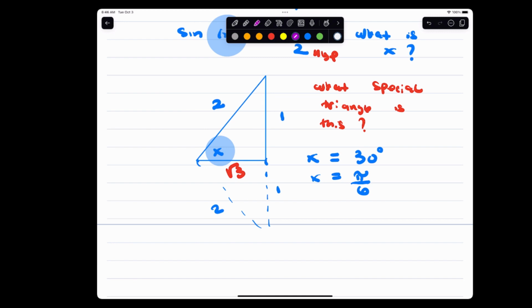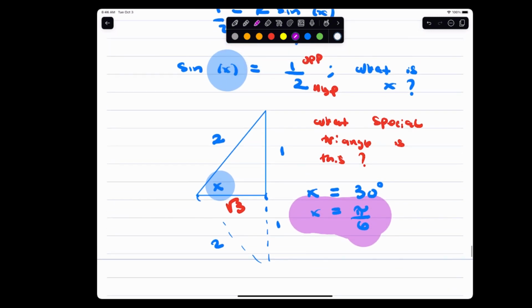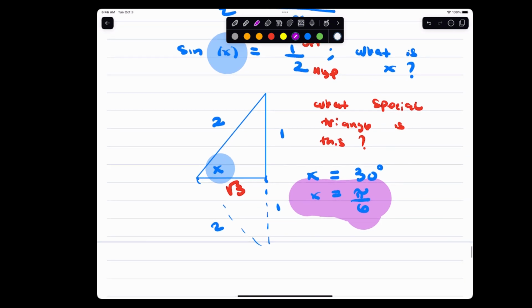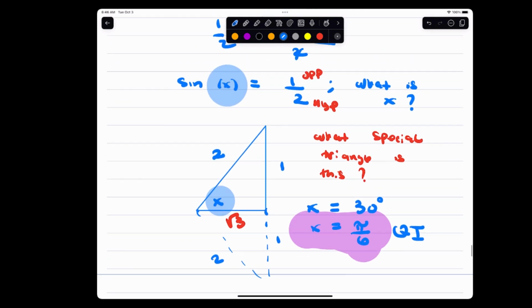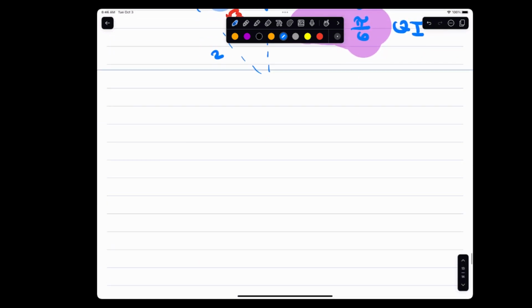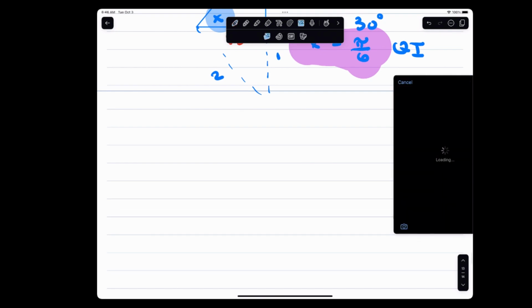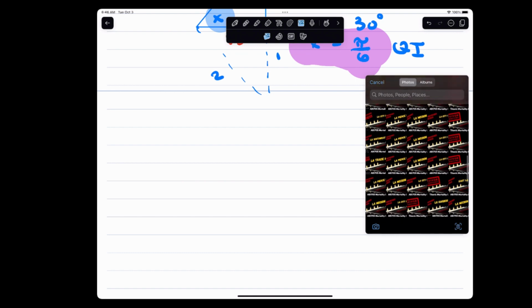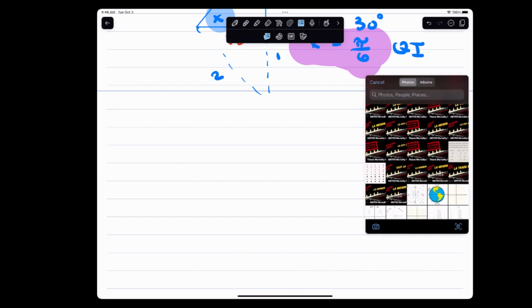However, this is only a quadrant 1 angle. So this is quadrant 1. You guys okay with that? There's another quadrant where sine is positive. You say, how do I know? Well, all students take what? Calculus.